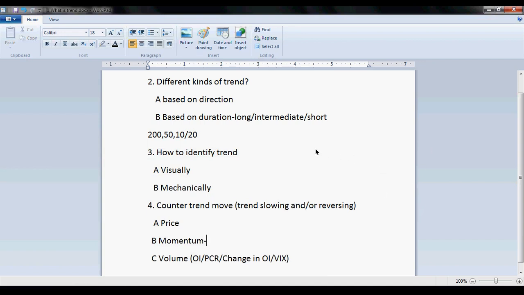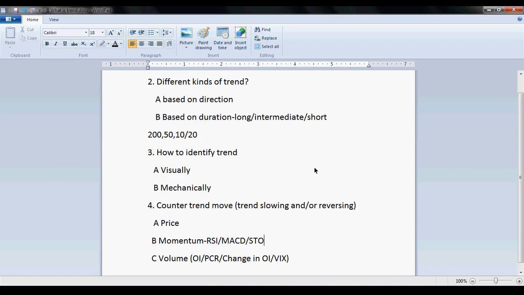So what we can use: RSI, we can also use MACD. I prefer MACD, I will make a video on that. And then we can use stochastic. And then there are many indicators, but any one or two should be fine.